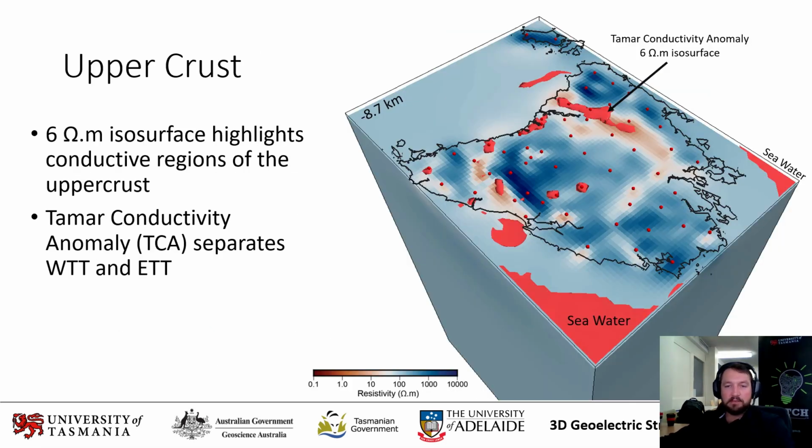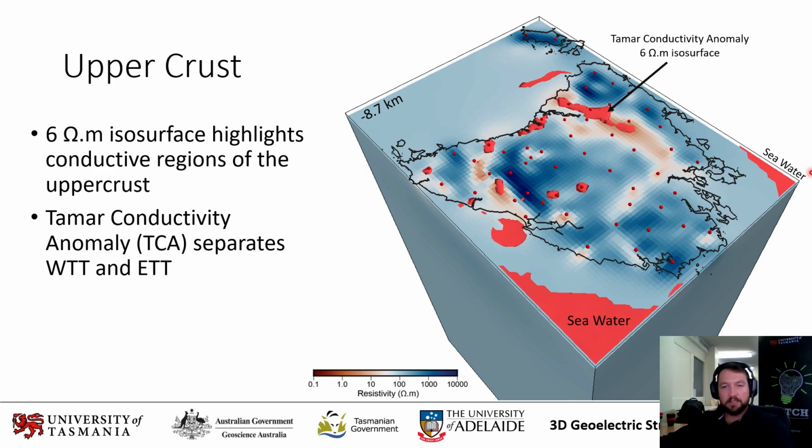And here's the final model, or the preferred model. So this is the AusLAMP model. I've stripped the padding cells from the edges of it, and I've sliced the model to a depth of 8.7 kilometers. These little red dots represent the AusLAMP sites used in the inversion, and these pinky red structures are isosurfaces containing regions of the upper crustal model space with resistivities less than 6 ohm meters.